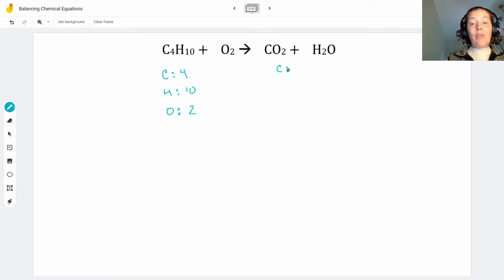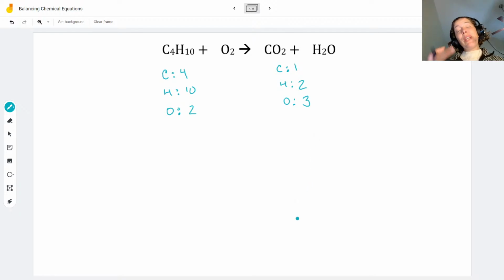I still have carbon, hydrogen, and oxygen on this side. Okay, so carbon, I have 1, hydrogen, I have 2, and oxygen, I need to add up both of these oxygens, so I have 3 oxygen atoms.